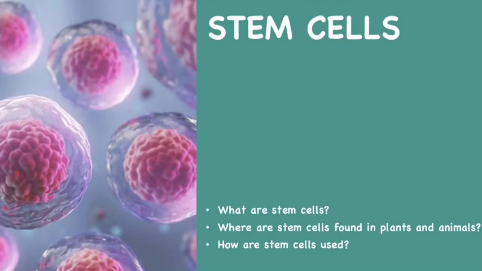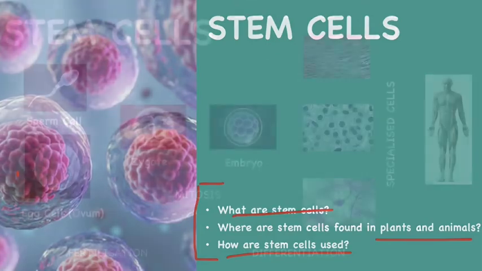Today we're going to be talking about stem cells. I'm going to split this video up into three main parts. First of all, we're going to talk about what exactly are stem cells. Then we're going to talk about where these stem cells are found in both plants and animals. And then we're going to round off the video by talking about how stem cells are used in today's society. So let's get into it.